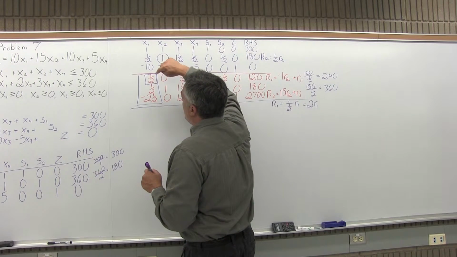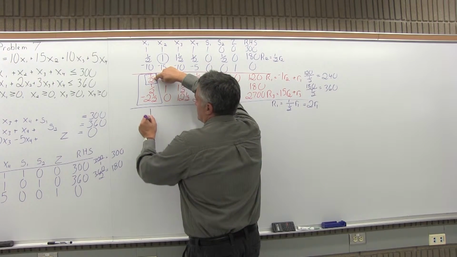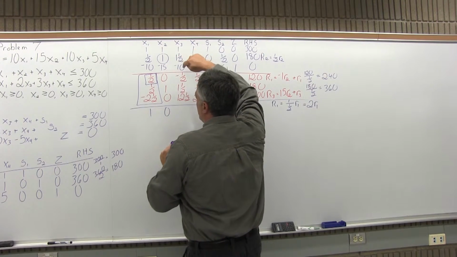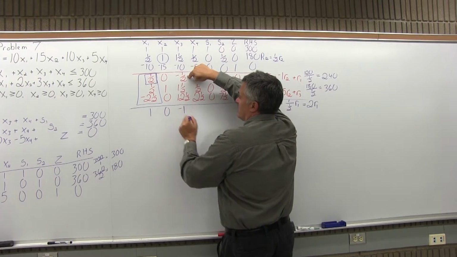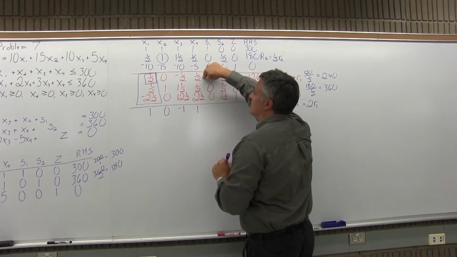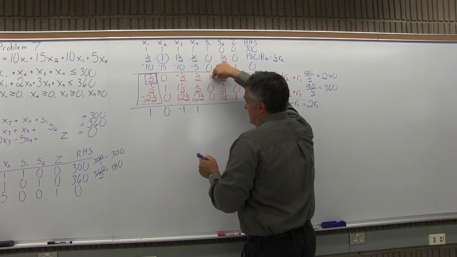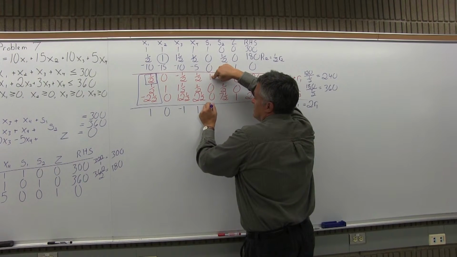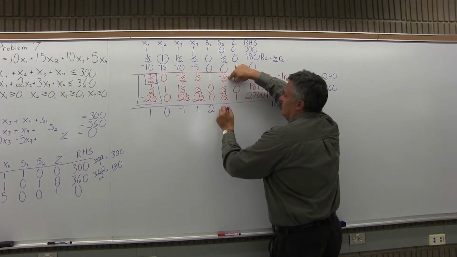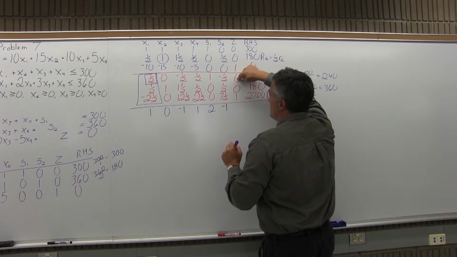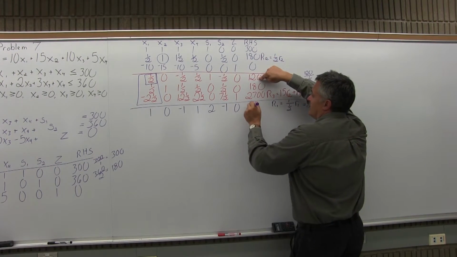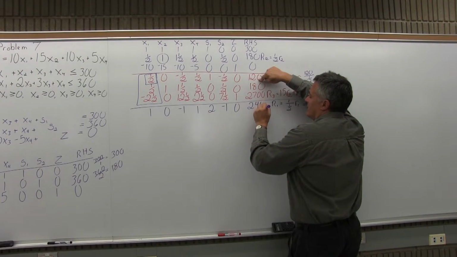So 2 times row 1 in the x1 column is 2 times a half, which is 1. In the x2 column, it will be 2 times 0, which is 0. In the x3 column, it's 2 times negative a half, which is minus 1. In the x4 column, it's 2 times a half, which is positive 1. In the s1 column, it'll be 2 times 1, which is 2. In the s2 column, it'll be 2 times negative a half, which is minus 1. In the z column, 2 times 0, which is 0. And in the right-hand side column, 2 times 120 is 240.